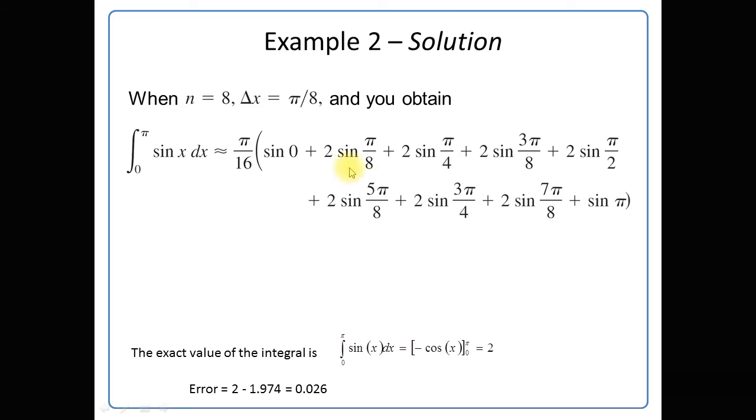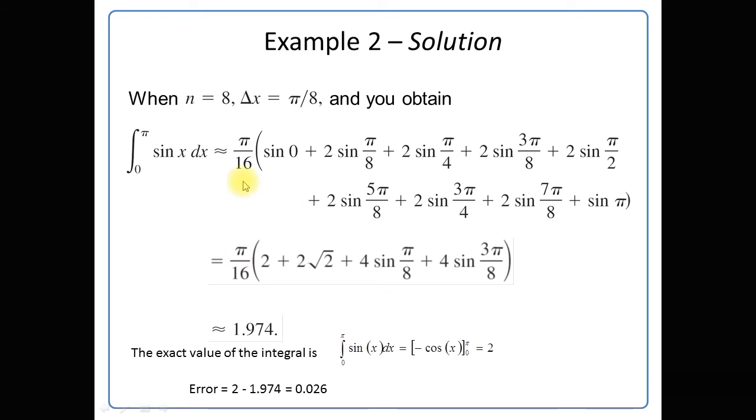And now after simplification by using a scientific calculator, you see over here pi by 16 into 2 sine 0, which is 0, and now calculating all these values you will obtain 2 plus 2 root 2 plus 4 sine pi by 8 plus 4 sine 3 pi by 8, and after simplification we obtain 1.974. Since the exact integration of sine x is minus cos x, and putting the upper limit minus lower limit, we obtain 2. Now this is the exact result and this is the approximate result. The error, exact minus approximate result, is 0.026.